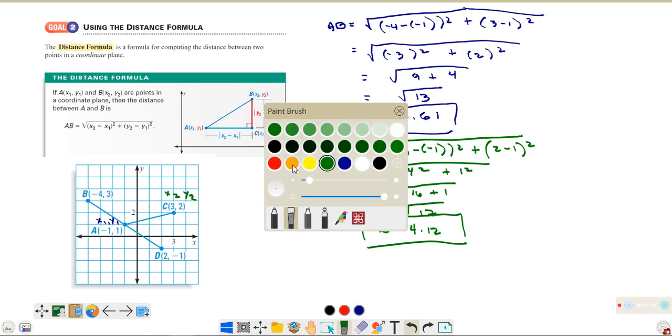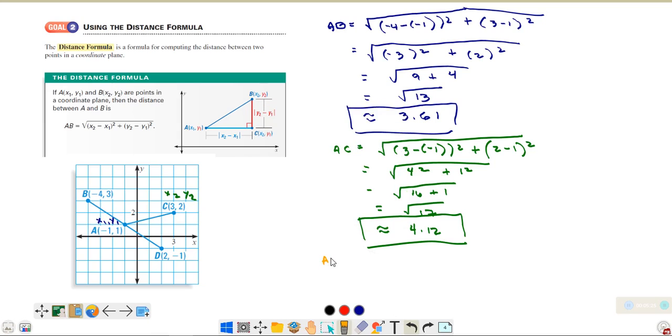Dito naman tayo sa kasunod, AD. Palit ulit tayo ng kulay. So, si AD naman, lipat ulit natin si x sub 2, y sub 2. Ang magiging bagong x sub 2, y sub 2 natin ay si D naman. Which will give us the square root of x sub 2 is 2 minus x sub 1 is negative 1, negative 1.